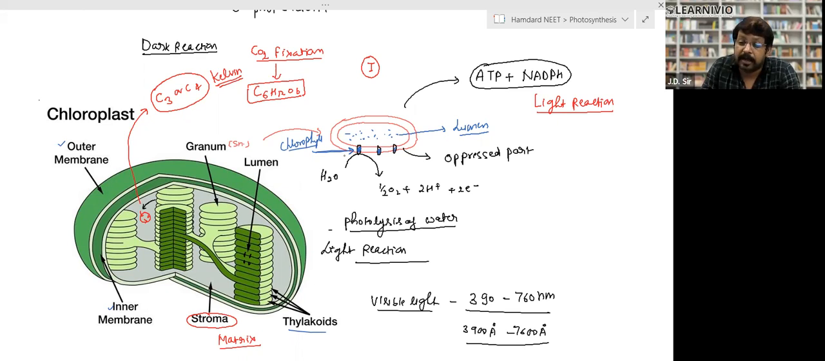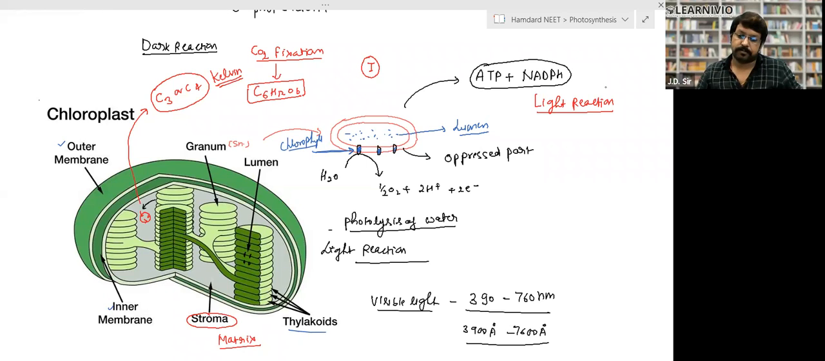During this process, the formation of ATP takes place, meaning energy currency is produced over here, right? During this light reaction, energy is produced. Along with that, one more molecule is produced, called NADPH. NADPH is also an energy molecule, right? One NADPH is equal to 3 ATP.